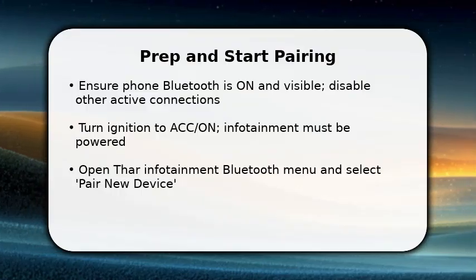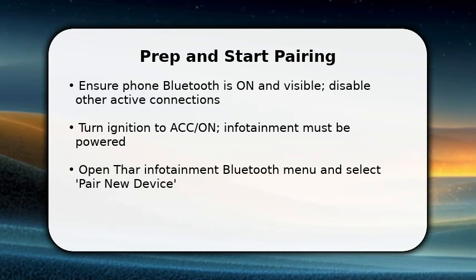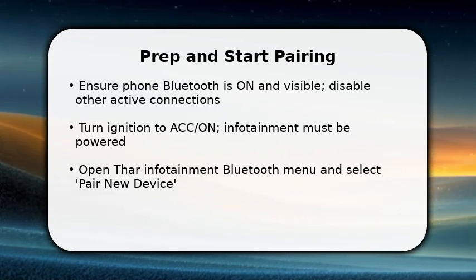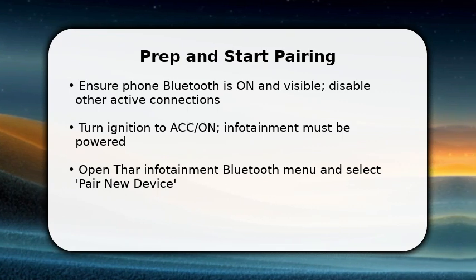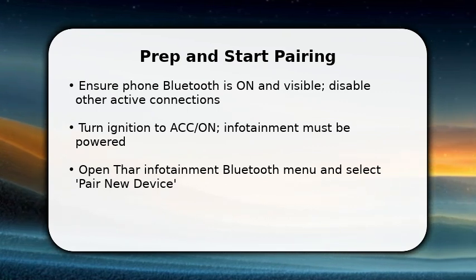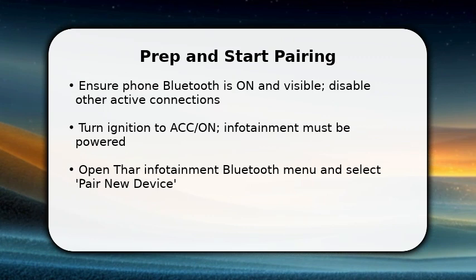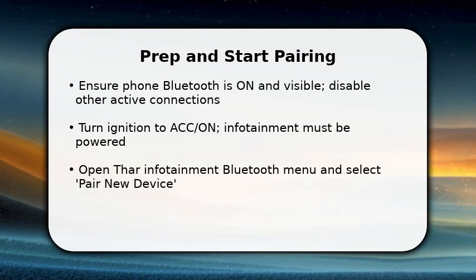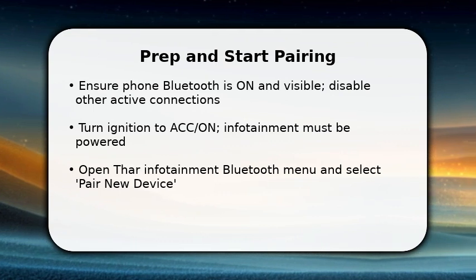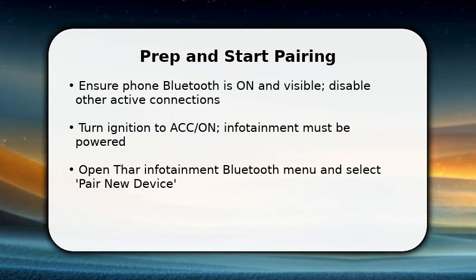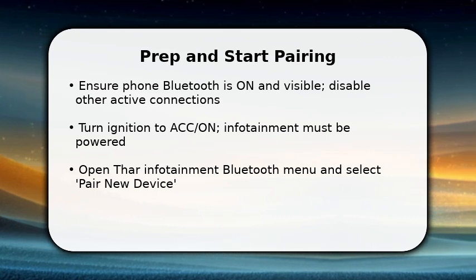You begin by preparing both devices. Make sure your phone's Bluetooth is turned on and visible, and put the Thar's infotainment in pairing mode from the Bluetooth settings. Once done, turn the ignition to ACC or on so the system stays awake. You should disable other active Bluetooth connections on your phone so the car can find it quickly.